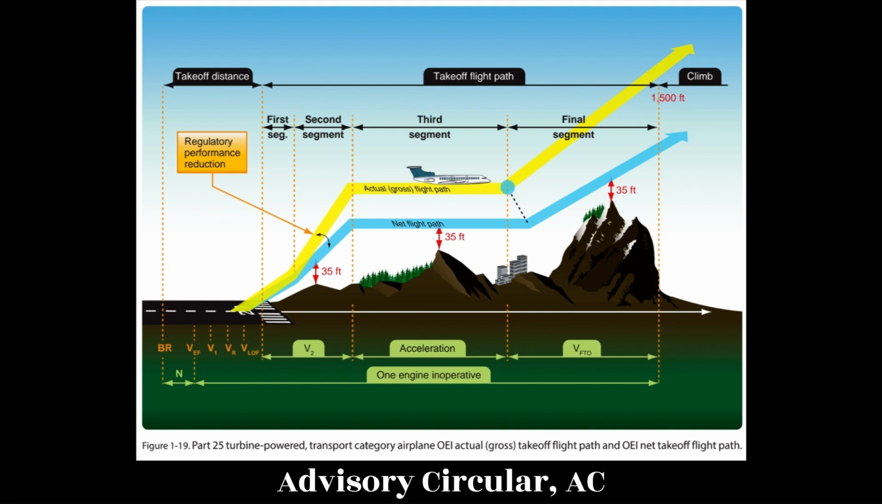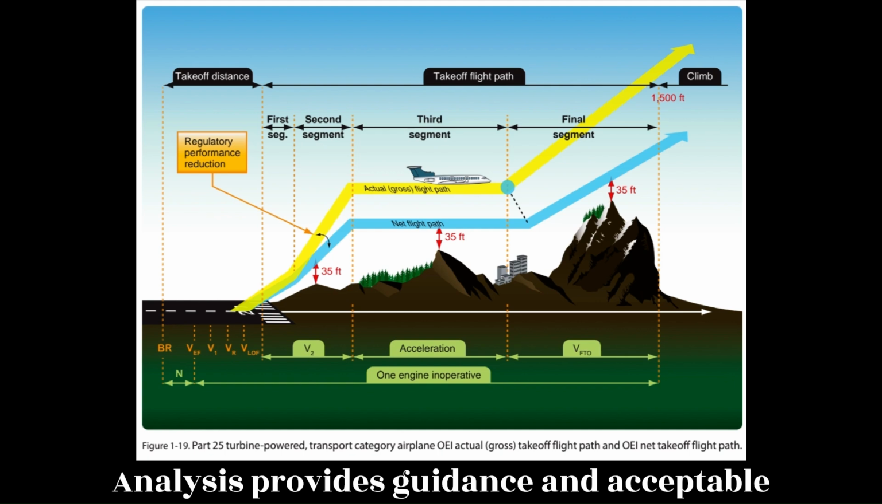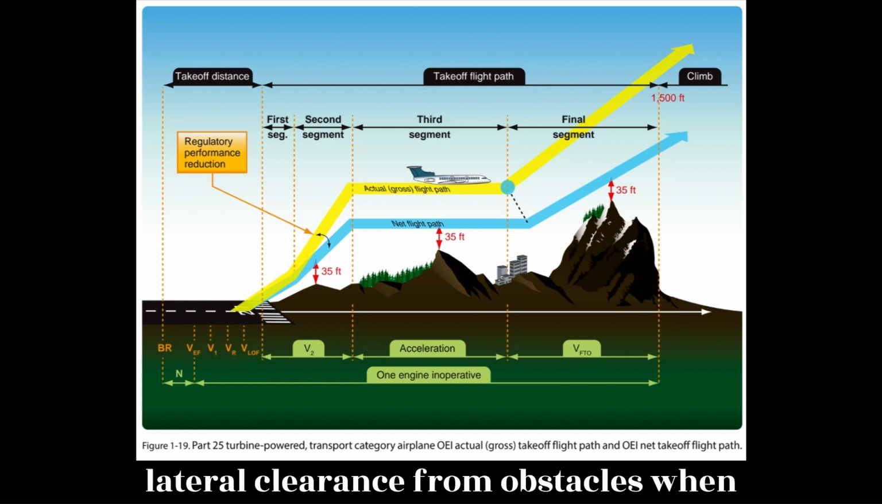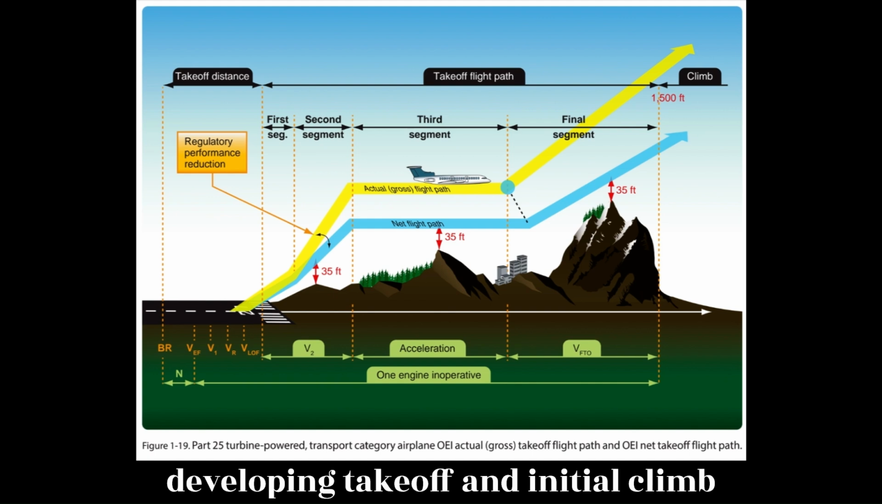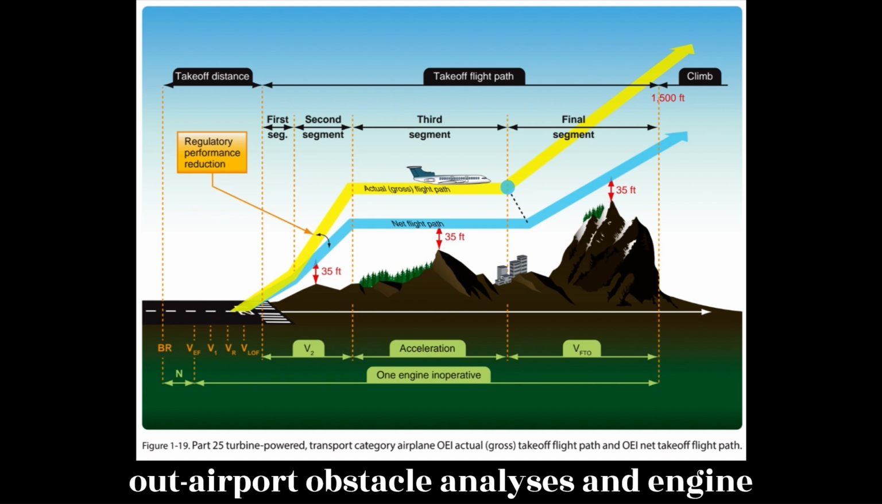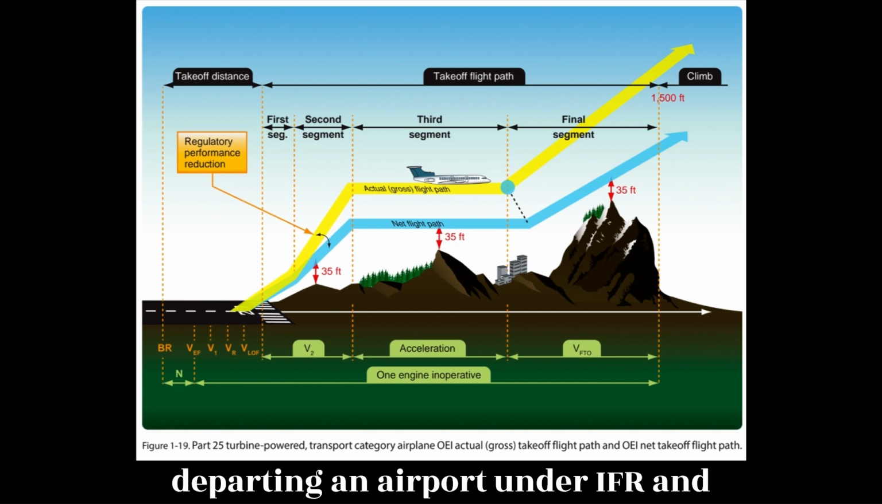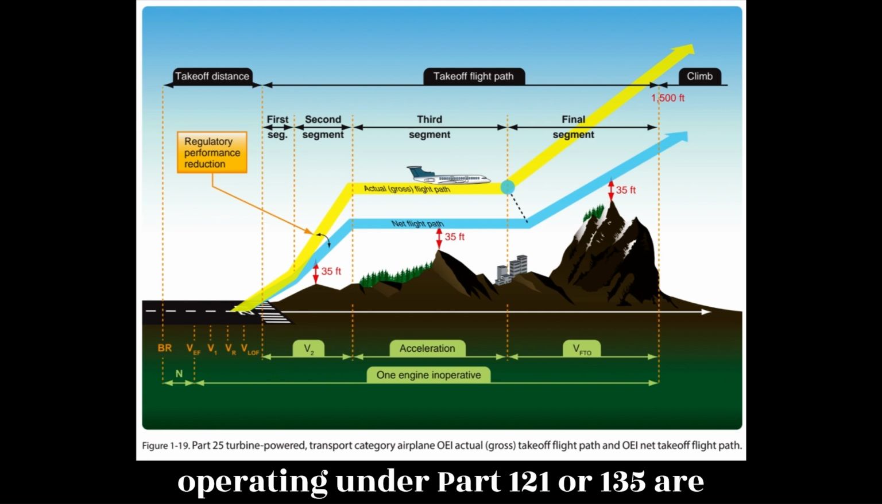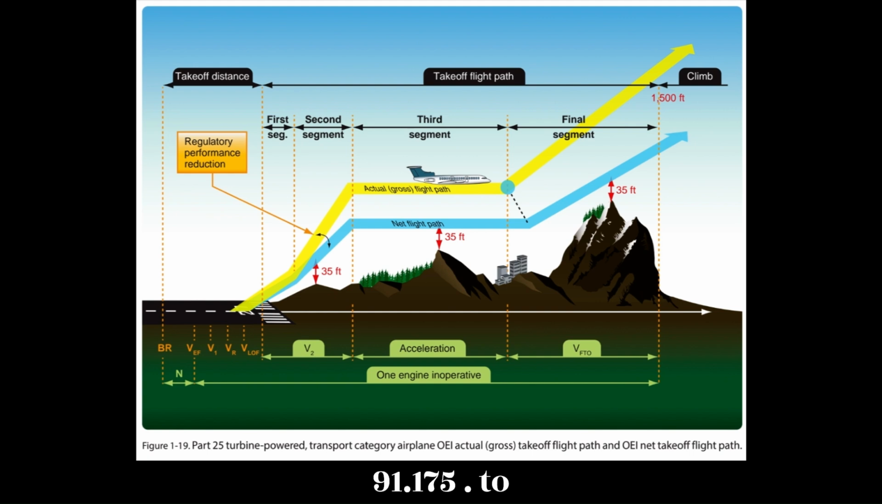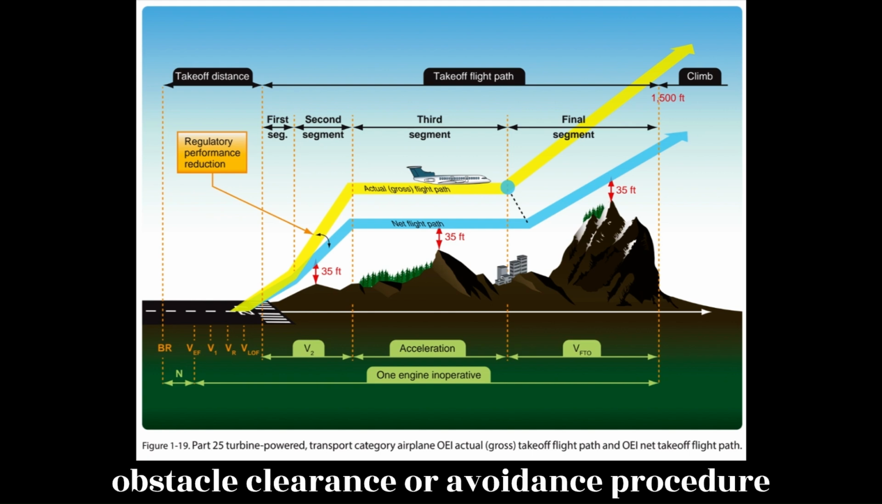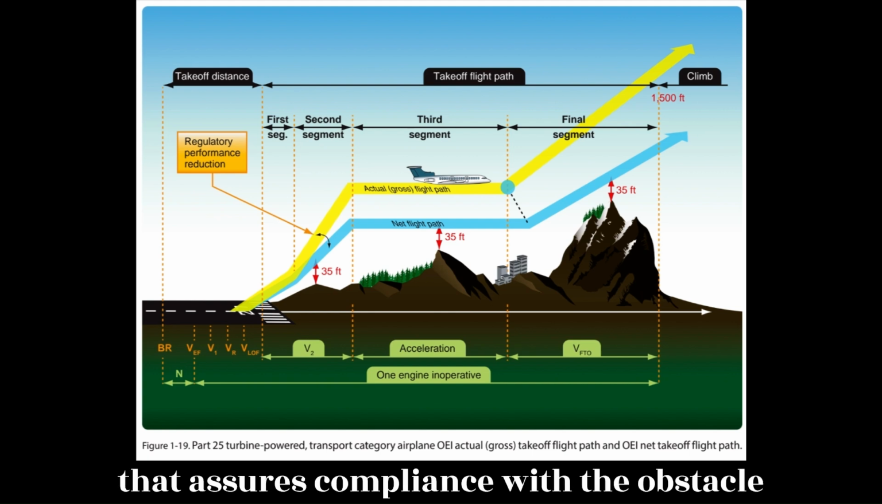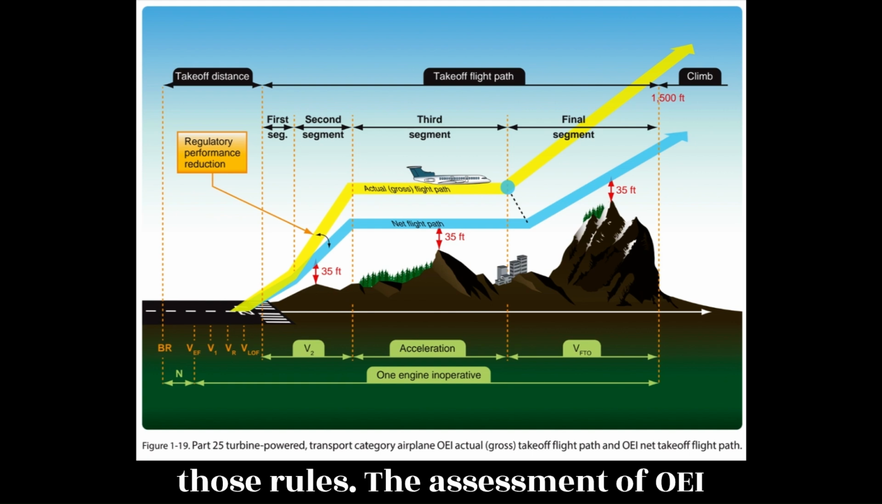Advisory Circular, AC 120-91, Airport Obstacle Analysis, provides guidance and acceptable criteria for use in determining the safe lateral clearance from obstacles when developing takeoff and initial climb-out airport obstacle analyses and engine-out obstacle avoidance procedures to comply with the intent of these regulatory requirements. Pilots departing an airport under IFR and operating under Part 121 or 135 are required by 14 CFR 91.175(f) to use an engine-inoperative takeoff obstacle clearance or avoidance procedure that assures compliance with the obstacle clearance requirements of Subpart I of those rules.